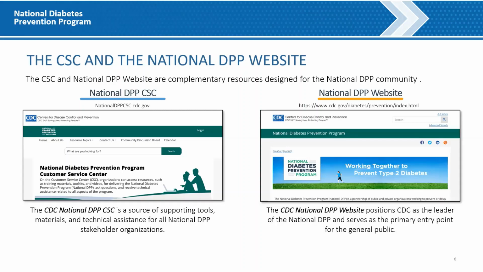Before we begin the National DPP CSC demo, we want to quickly clarify the relationship between the CSC and the CDC Division of Diabetes Translation National Diabetes Prevention Program website. The National DPP website, shown on the right-hand side of the page, serves as a primary entry point for the general public. The CSC, shown on the left-hand side of the page, is a source of supporting tools, resources, materials, and associated technical assistance for our national DPP stakeholder organizations.